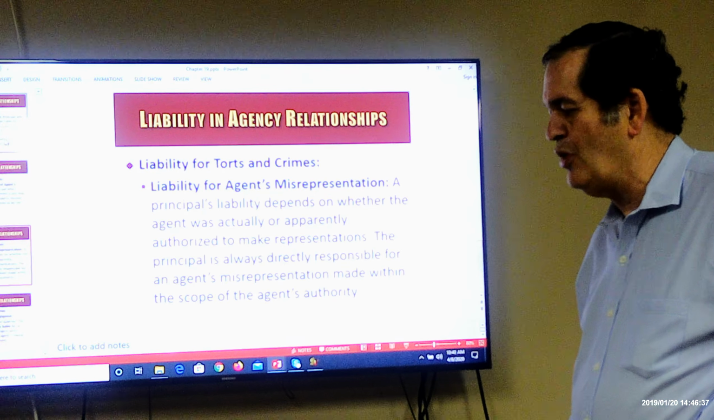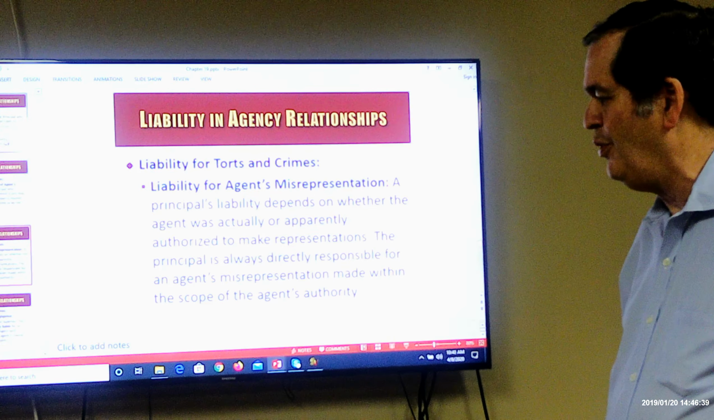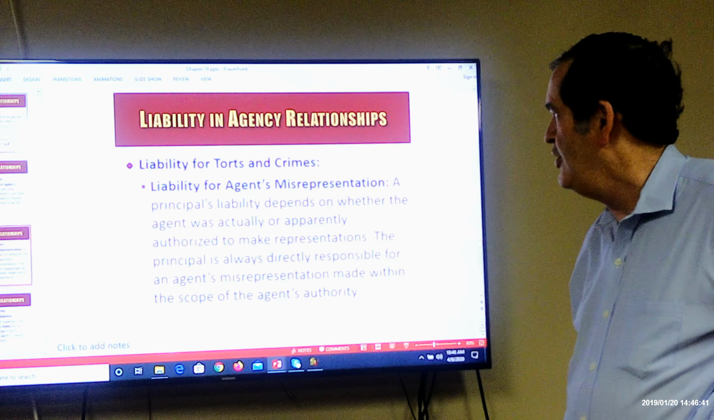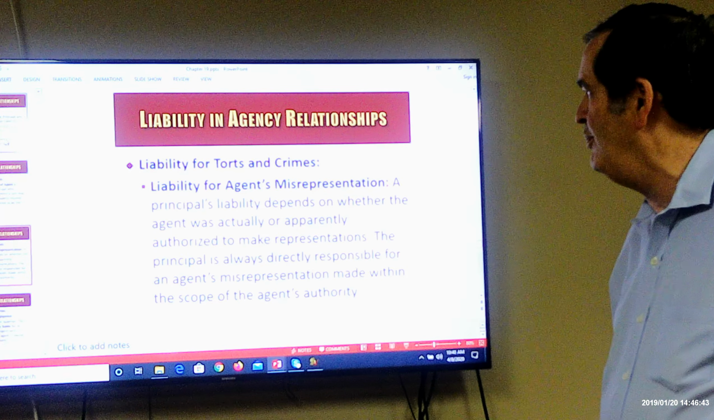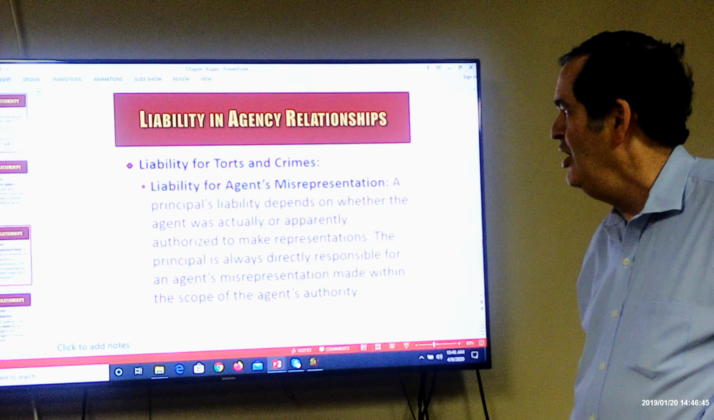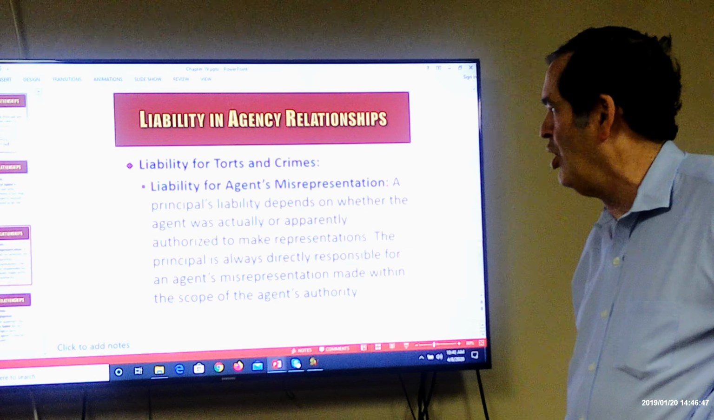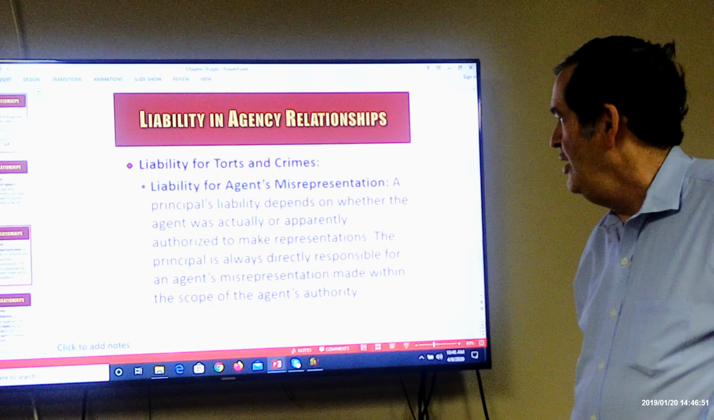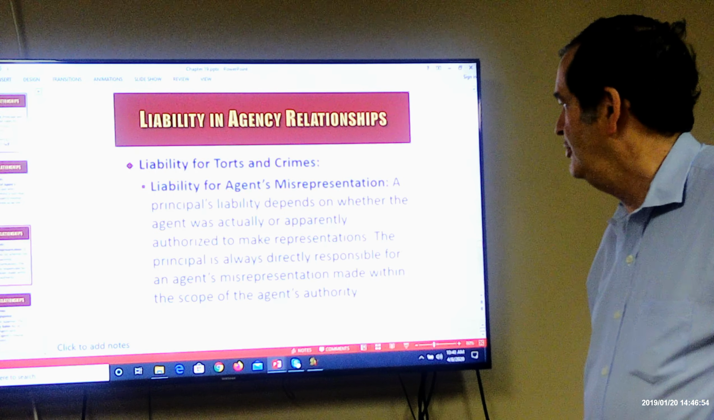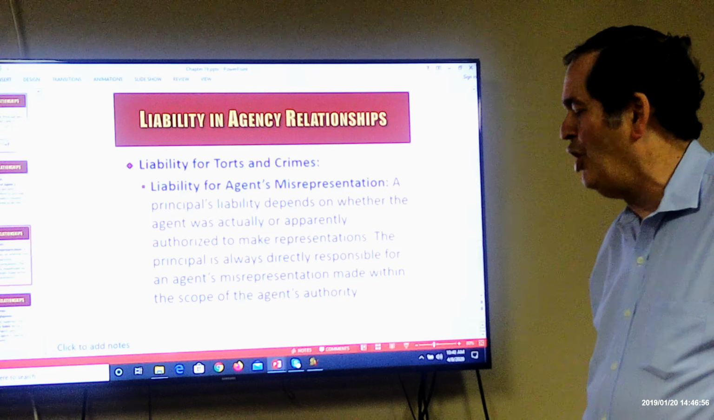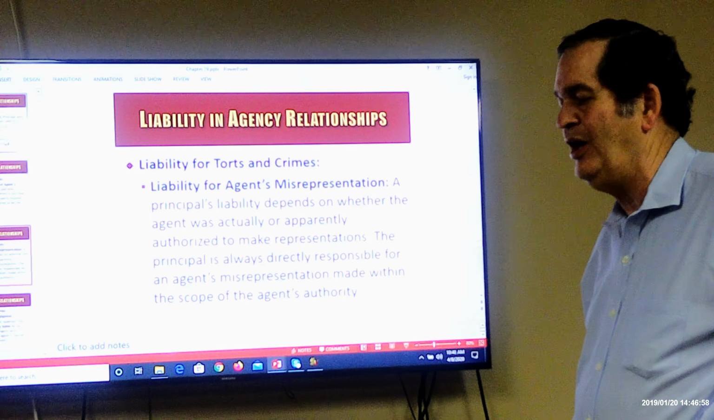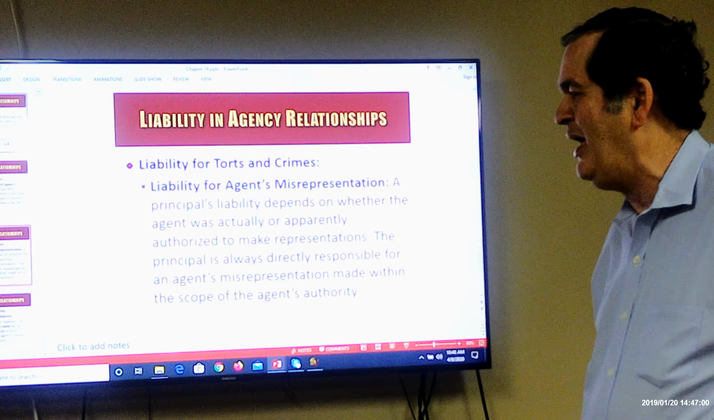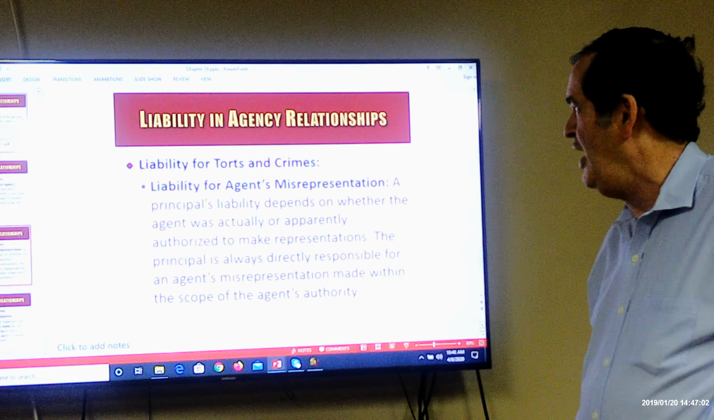If the agent misrepresents something to the third party that causes harm, the principal can be liable depending upon whether the agent was acting with actual or apparent authority to make the misrepresentations. The principal is always directly responsible for an agent's misrepresentation that's made within the scope of the agent's authority.